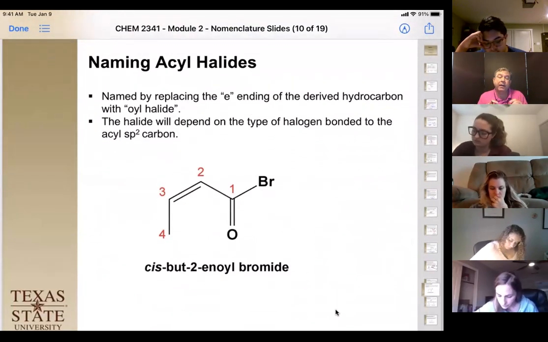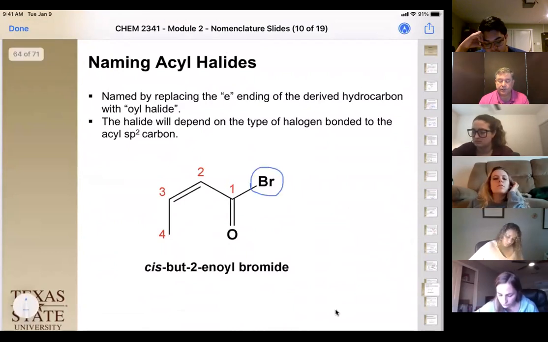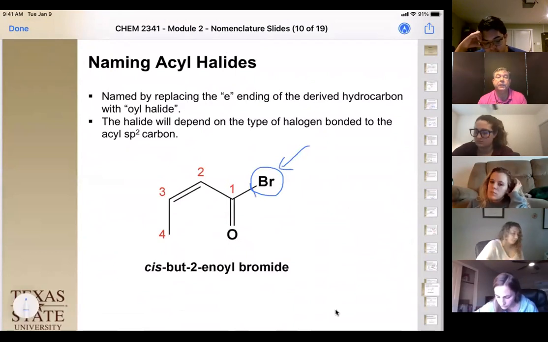Okay. So there's another cool derivative here. I said that when we have electronegative atoms on a carbonyl, those were carboxylic acid derivatives. So in the case of this, we've replaced our oxygen and our nitrogen with a halogen. And when we replace it with a halogen, we call these acyl halides. Okay, we're going to use them a lot in chemistry, especially when we start doing reactions with benzenes.